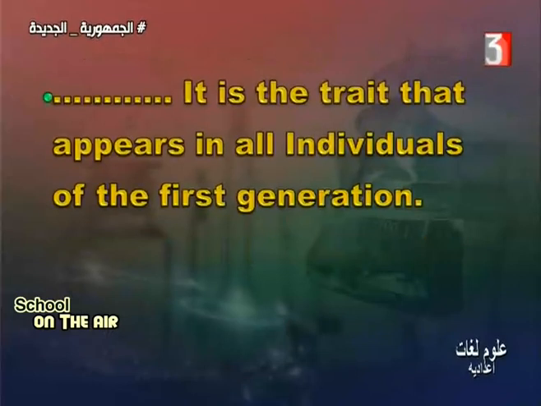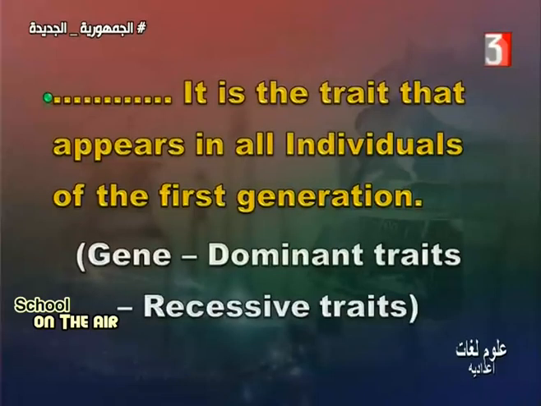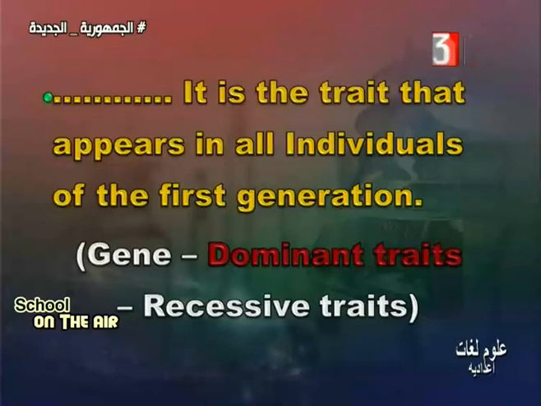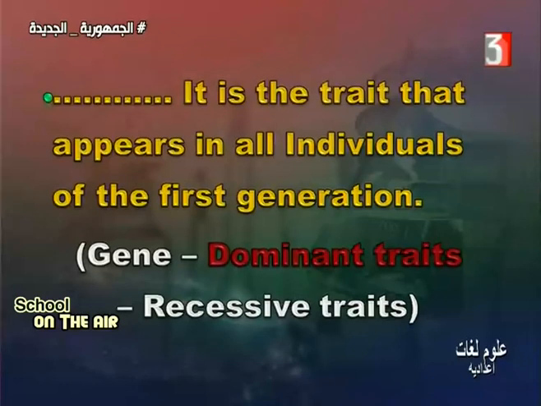It is a trait that appears in all individuals of the first generation: dominant trait or recessive trait? It is a dominant trait. It appears in all individuals of the first generation, but in the second generation, dominant and recessive traits will appear in a 3:1 ratio.